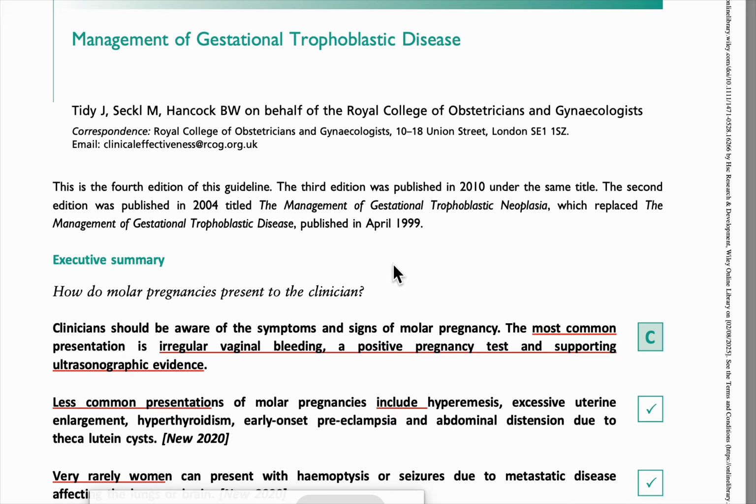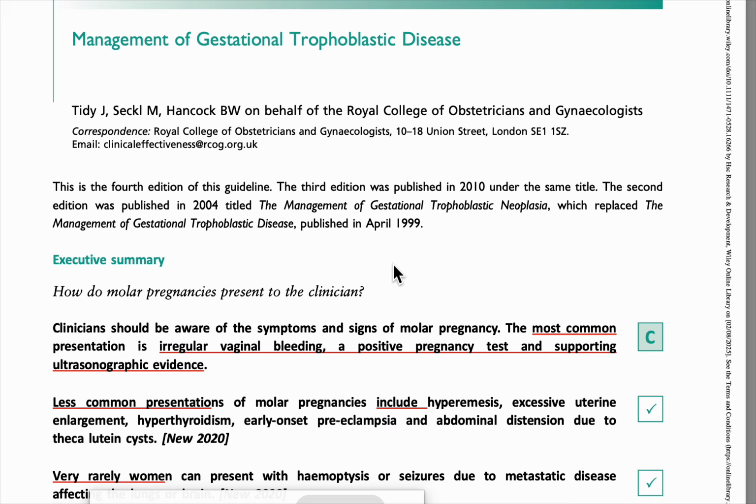Because these are the three different presentations, they will give you a scenario. They can give you a scenario that a woman came with a complaint of irregular bleeding and a positive pregnancy test, and supporting ultrasound evidence shows she has a molar pregnancy. So these are the common symptoms, or the less common symptoms, or very rare symptoms. We have to give the answer. The answer will be A, most common symptoms.